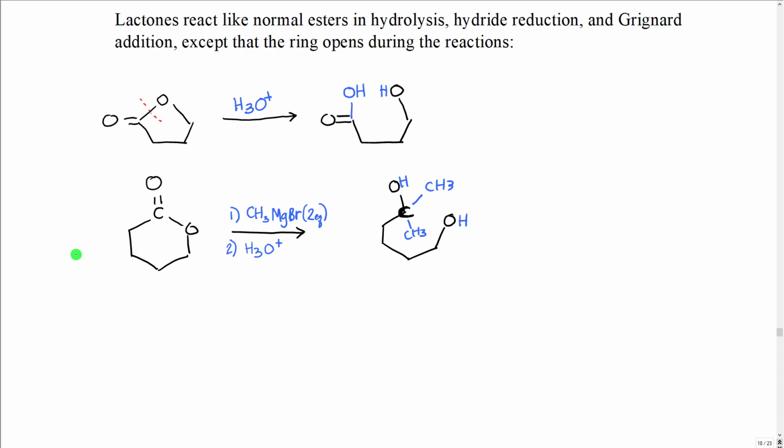Similarly, we could do a Grignard addition. We would start with this delta lactone. We would put in methyl Grignard. We would put in two equivalents. The Grignard would add, make a tetrahedral intermediate. The tetrahedral intermediate would push down, push out the O-, which would open the ring. We would then add a second methyl. So we would end up with two methyls on what was the carbonyl carbon, and then we would add the OH from this alkoxy group right here, protonated after we did hydronium.